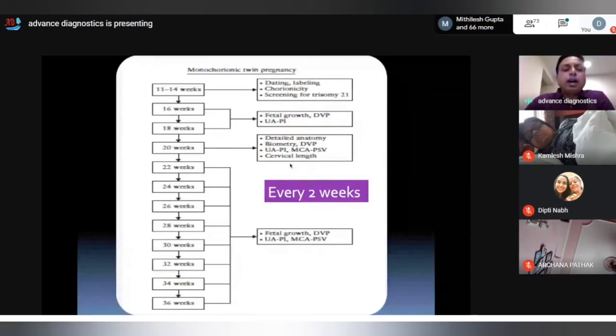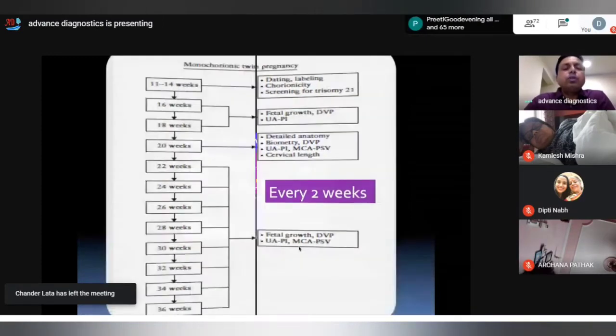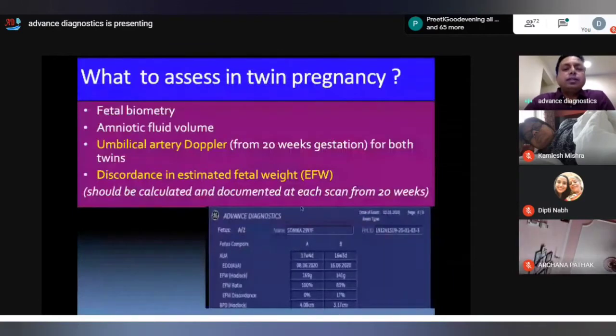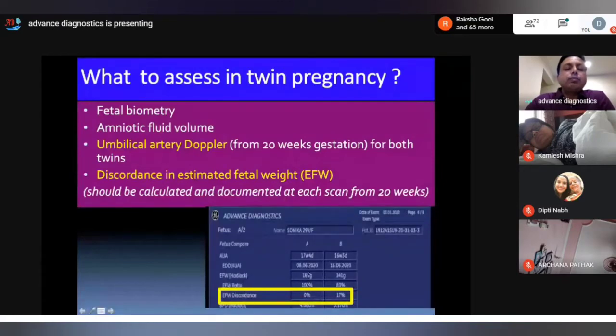And in fact, afterward also at 20 weeks, 24 weeks, 26, 28 weeks of pregnancy, we are adding MCA PSV also. So what to see in this twin pregnancy? We are seeing the fetal biometry, amniotic fluid volume, umbilical artery Doppler from 20 weeks gestation for both the twins, and discordance in estimated fetal weight. Discordance need not be calculated. It is in your machines, and the ultrasound machine itself will calculate it for you.